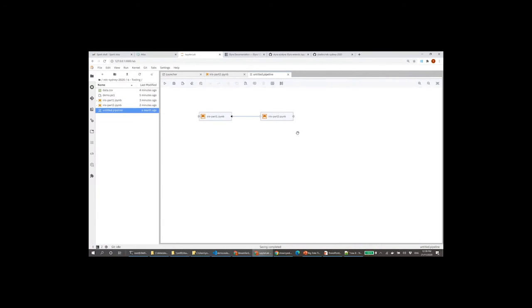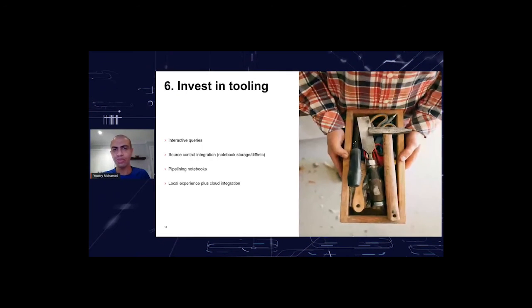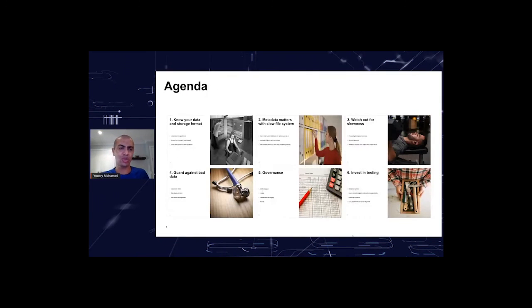So that's it. I think I've talked maybe 5 or 10 minutes more. So in this agenda, we talked quickly about data storage and file systems, how to balance your applications, how to do proper QA and governance, and finally how to pick good tools that will help you and make your life easy.